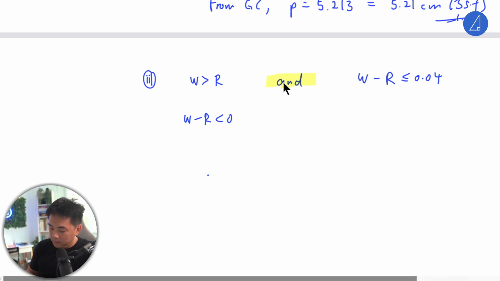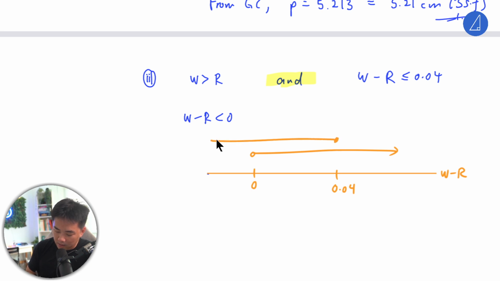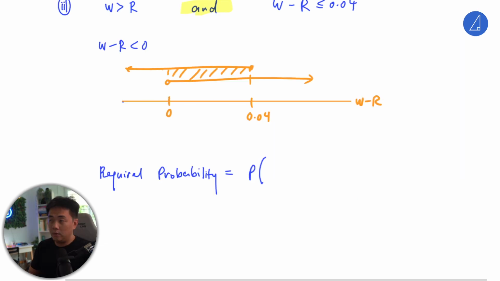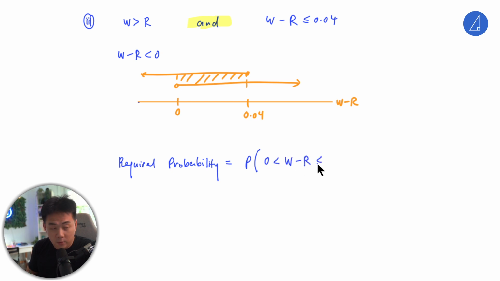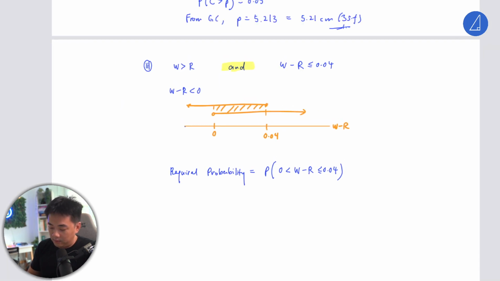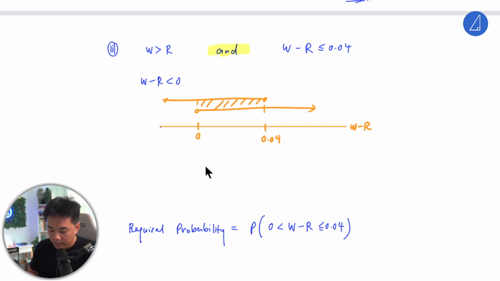On the number line, you have 0 to 0.04. The probability of getting a good fit is in between here. Being a good fit will mean that we need W minus R from 0 to at most 0.04. I don't think it's hard. This is a linear combination of two normal variables.